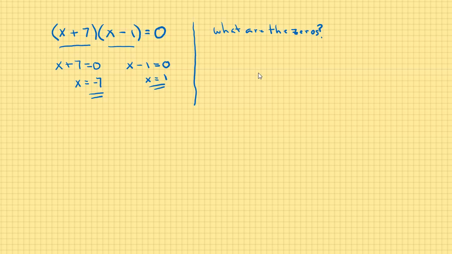Well, let me write out an example. So we have 2x squared minus 15x plus 7. Okay, we want to find the zeros of this quadratic expression. And so the way we're going to do it is by factoring. We're going to factor this as a product of two binomials.